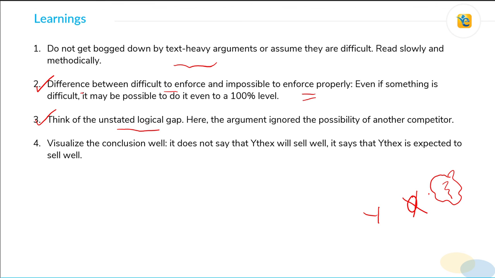And finally, visualize the conclusion well. If you did not visualize the conclusion correctly, you would have rejected option E, which is in fact the correct answer. So there you have it.